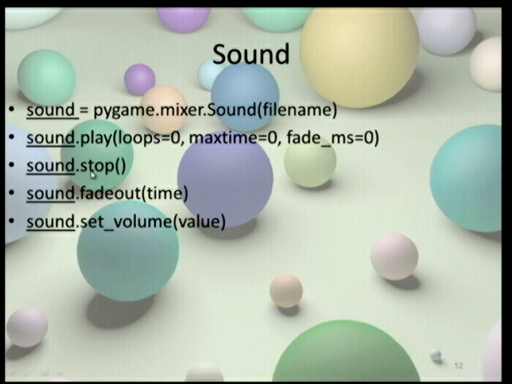Sound.stop will just stop the sound from playing whenever. Sound.fadeout will, instead of just plain stopping the sound, fade it out over this many milliseconds until it's infinitely quiet, and then it'll stop playing and you'll be able to start playing again later. Set_volume will allow you to set the volume of the sound between 0 and 1, where 1 is the loudest and 0 is off.